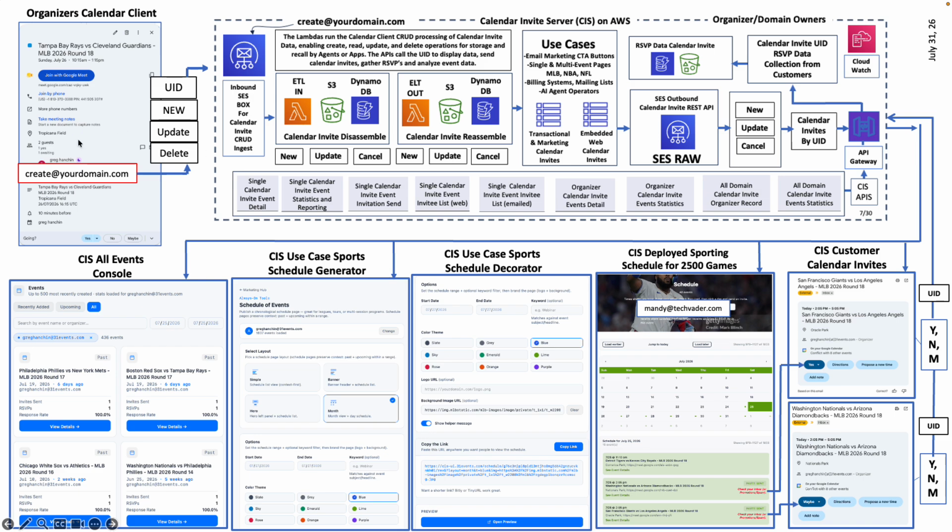So this runs left to right. I'm going to run it one more time. You're going to hand out your organizer calendar client email address. Your users can be within your own domain or outside the domain. You can set up identity and allow who can actually send data to this email address.